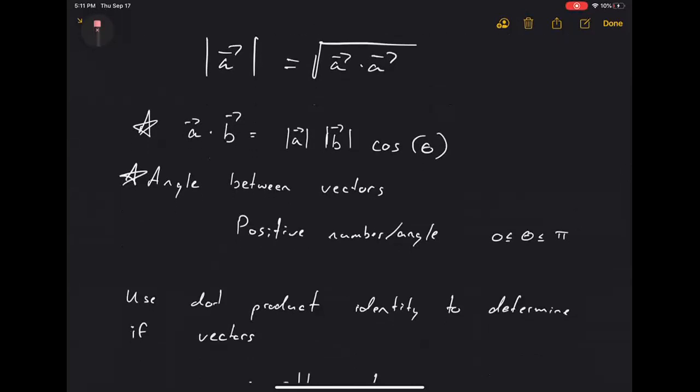We can use that to find the angle between vectors. And remember, we're always going to interpret that angle to be some angle between 0 and pi, 0 and 180 degrees. It's always going to be a positive angle. We're always looking for that shortest angle between two vectors. So it's not going to be 270 degrees, because it would be easier to say that's 90 degrees in the opposite direction.